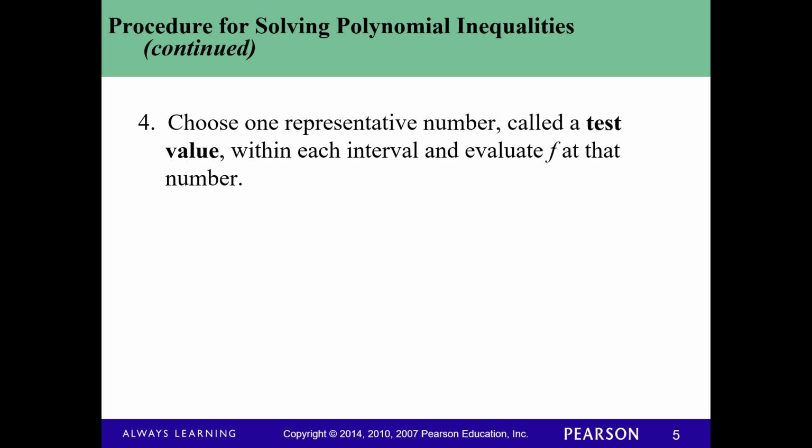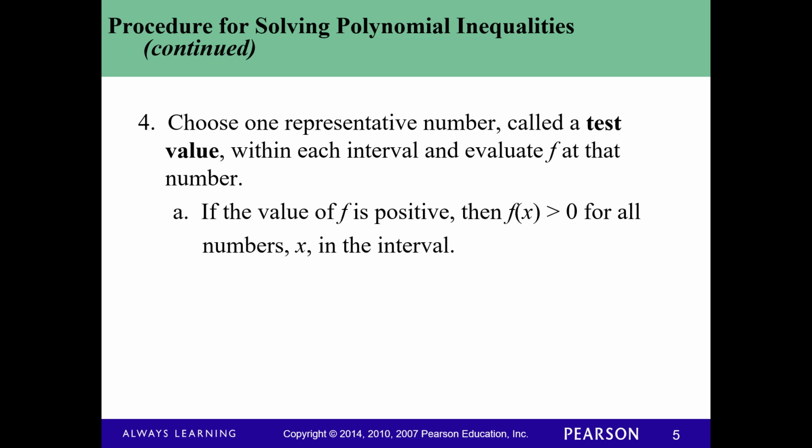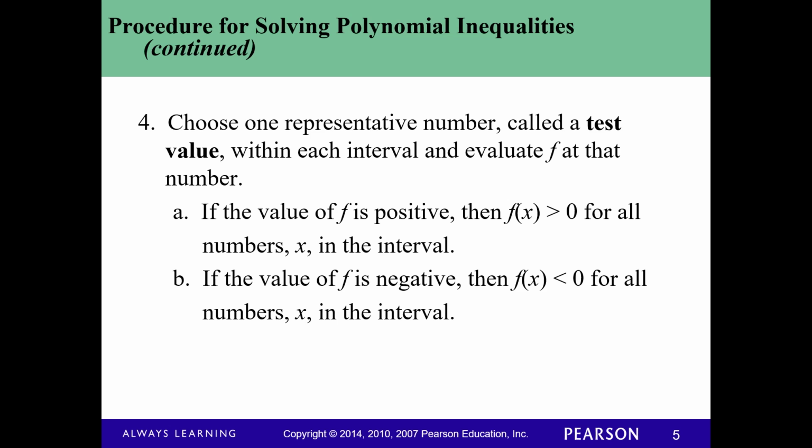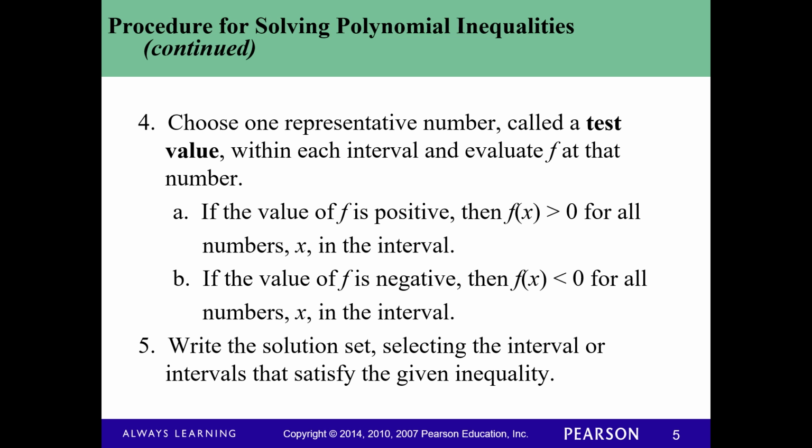intervals. Fourth step, choose one representative number called a test value within each interval and evaluate the function f at that number. We want to see if the statement is true or not. There are certain things that could happen after that point. The value of f is positive, or f of x is greater than 0, for all numbers in the interval, or the value of f is negative for all numbers x in the interval. And then fifth step, write the solution set selecting the interval or intervals that satisfy the given inequality.